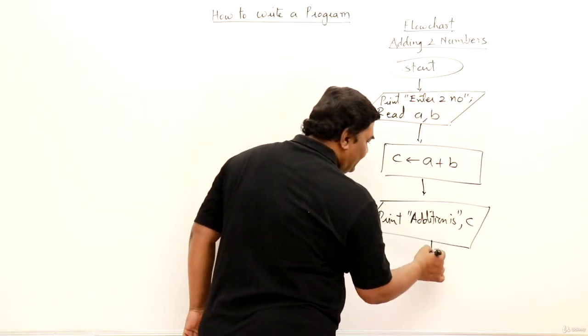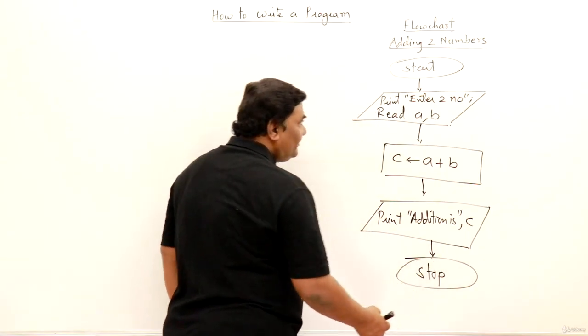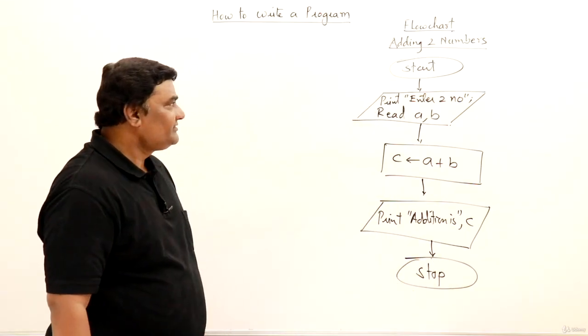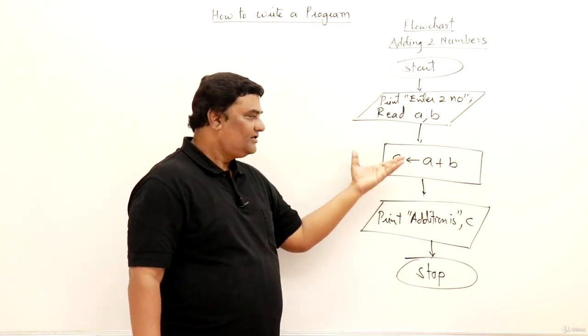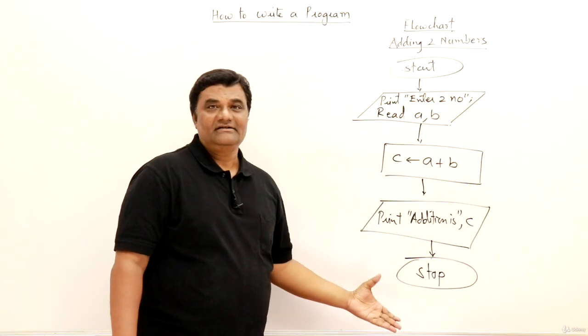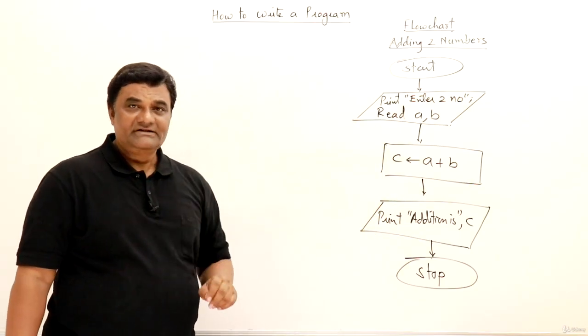Then next is end of this procedure. So this is stop. So for that, oval is the shape we use, or ellipse is the shape we use. So start and take input, process, give output, and end. This is how the flow chart for adding two numbers looks.